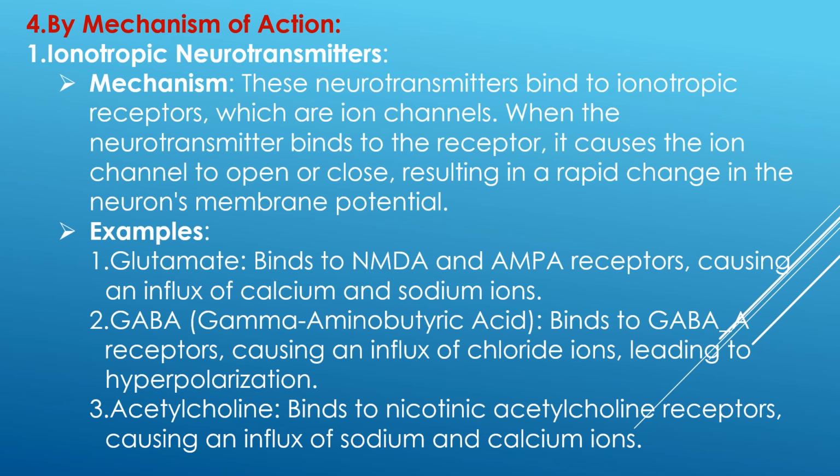4. By mechanism of action. Ionotropic neurotransmitters. Mechanism: these neurotransmitters bind to ionotropic receptors, which are ion channels. When the neurotransmitter binds to the receptor, it causes the ion channel to open or close, resulting in a rapid change in the neuron's membrane potential.